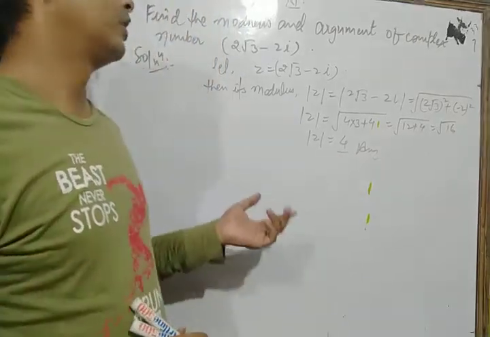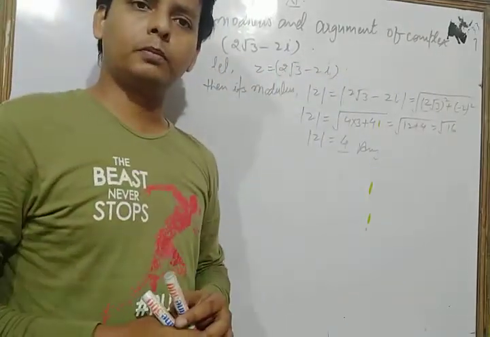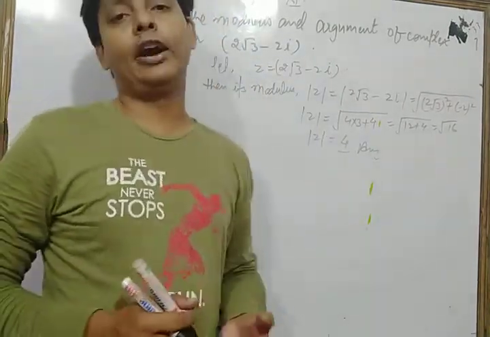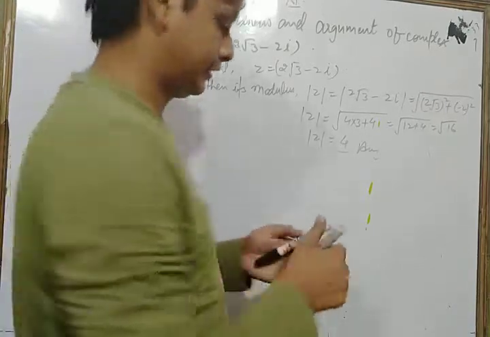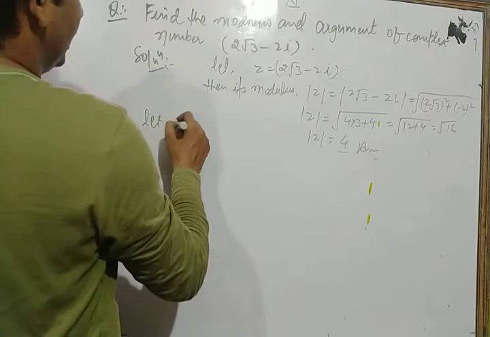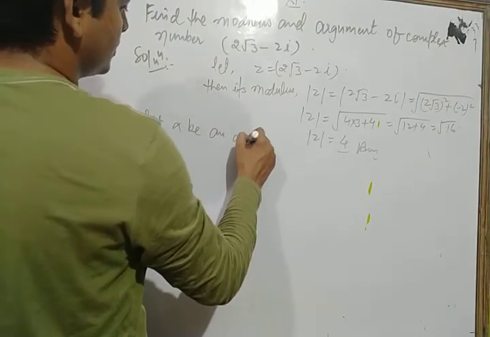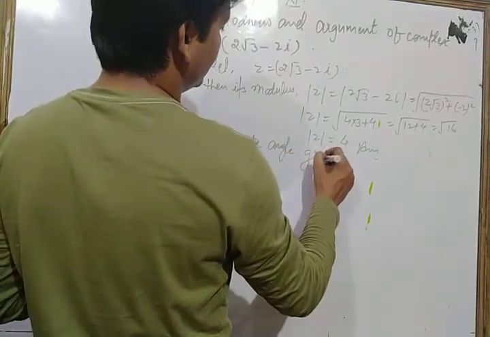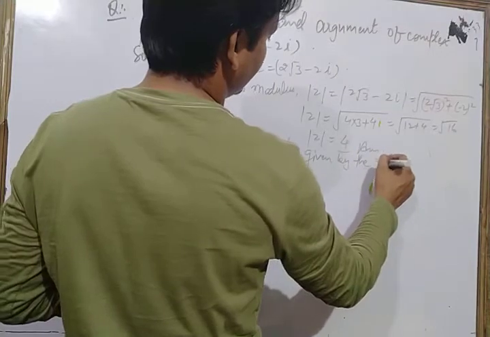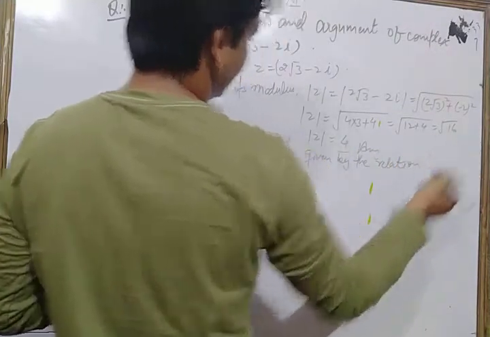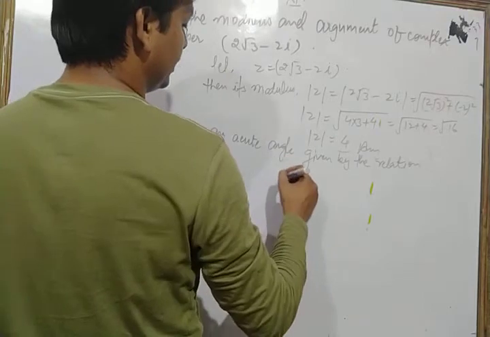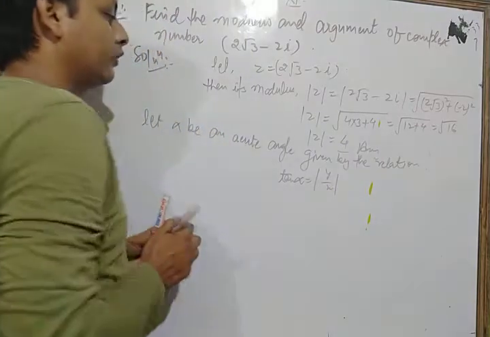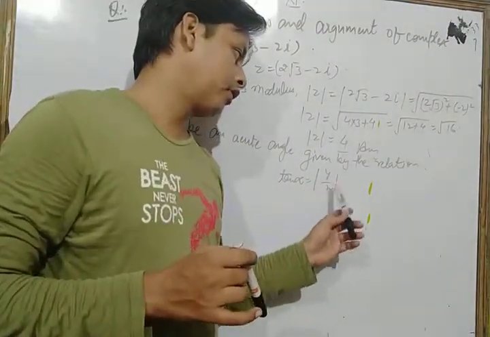Okay, now we find the argument of that complex number. For finding the argument of the given complex number, first of all we find an acute angle alpha. Let alpha be an acute angle given by the relation tan alpha is equal to mod of y by x.